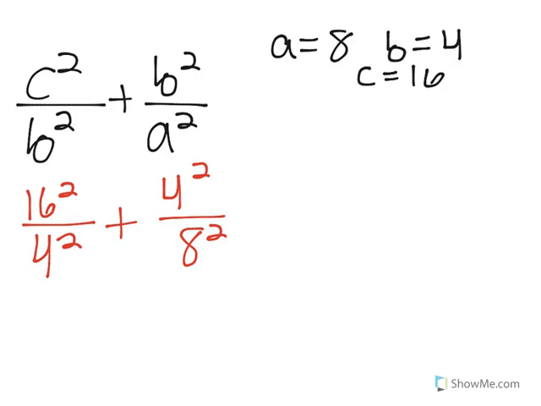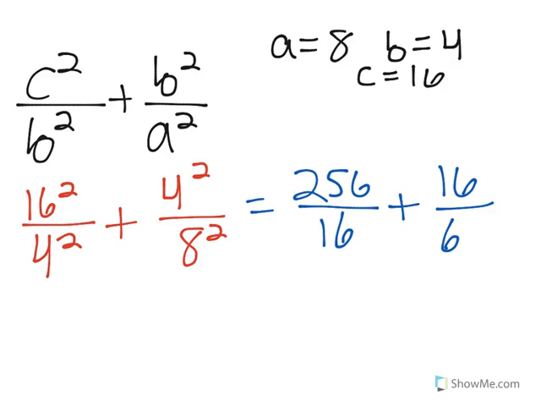Okay, so we'll start with, I guess, 16 squared, start with the harder one. Alright, 16 times 16, that's 256. Okay, so we have 256 over 4 squared, which is 16. And then over here on the top right, 4 squared is 16, 8 squared is 64. So this is what those first turn into.